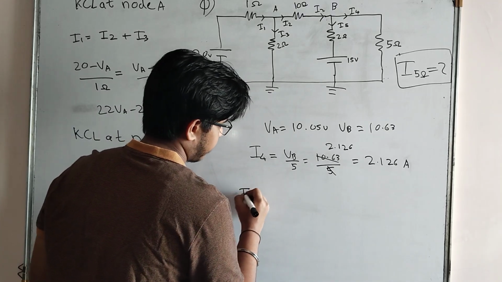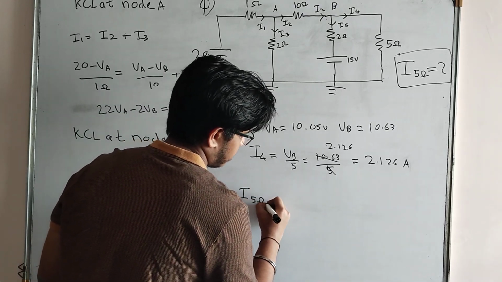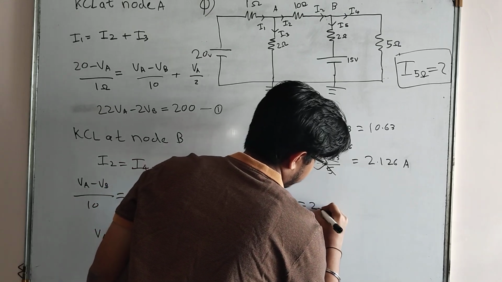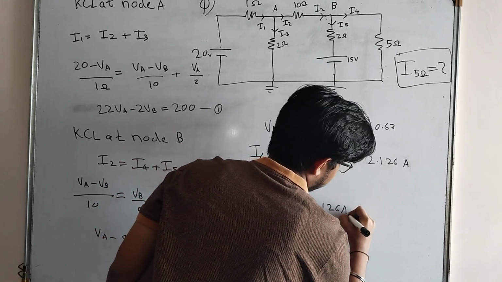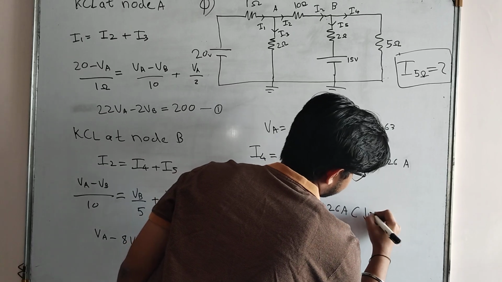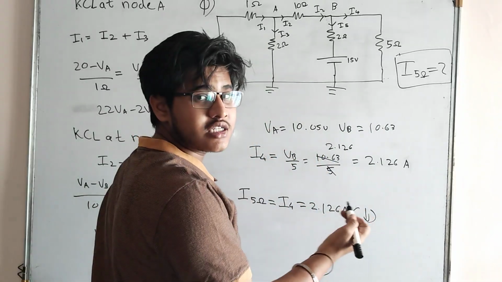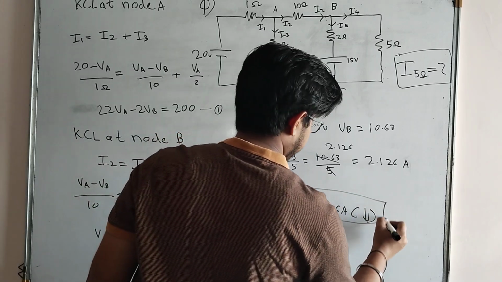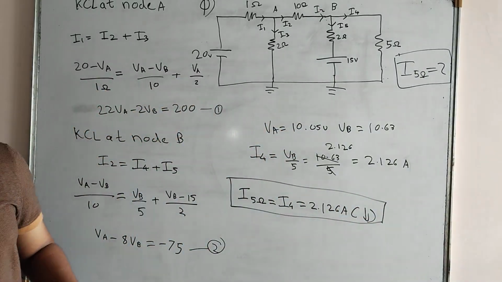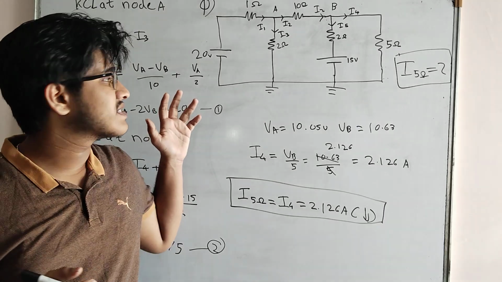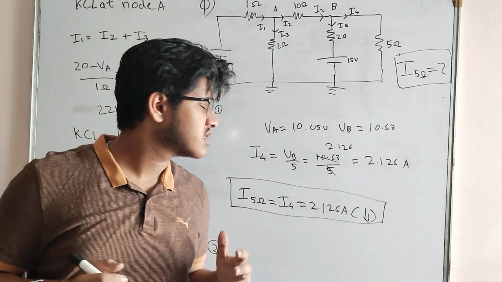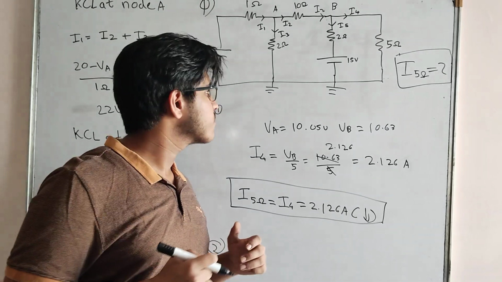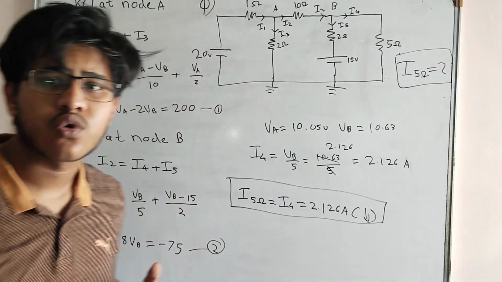And now writing the final answer. This is very important: I5, which is equal to I4, which is equal to 2.126 ampere, flowing in the downward direction. Mentioning this direction is very important in university exams. You can cross check the answer by solving the same sum with the mesh analysis method which we had discussed in the previous lecture. Now let's move on to the next question. Please note this down.